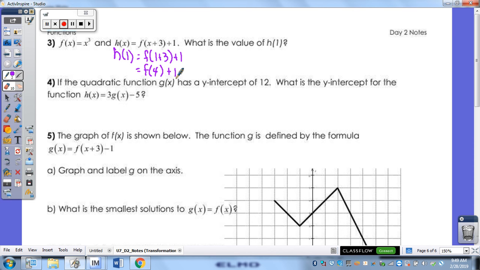So 1 plus 3 makes that actually f of 4. So in order to finish figuring that out, I need to take my 4, and I need to plug it in over here to figure out what f of 4 is. So what is 4 cubed? 64. So f of 4 is 64, so I'm going to plug that in over here. So 64 plus 1 gives us a 65.